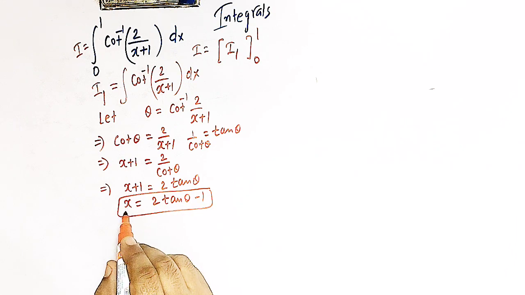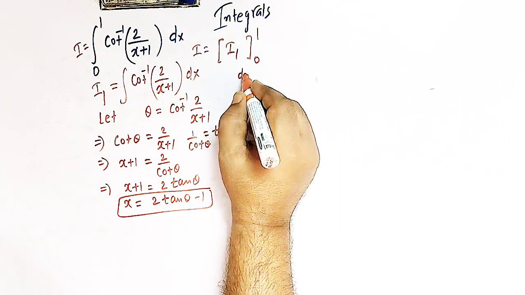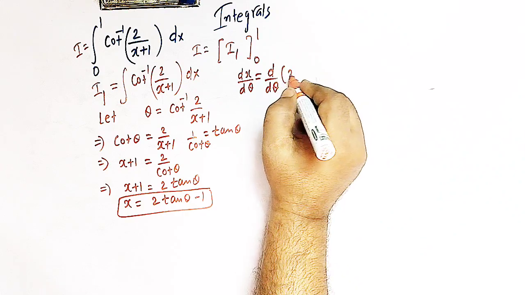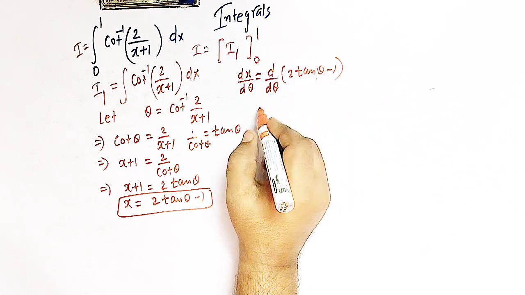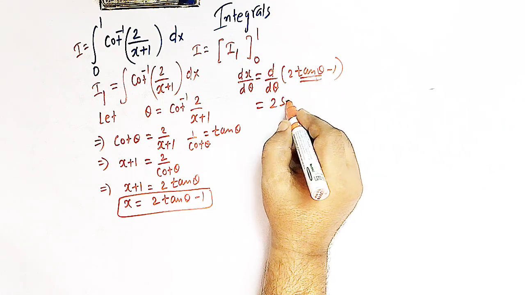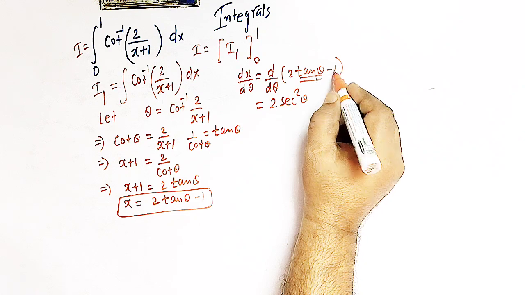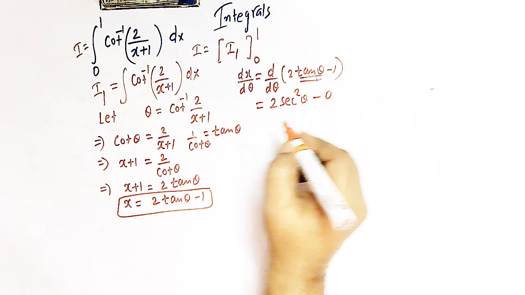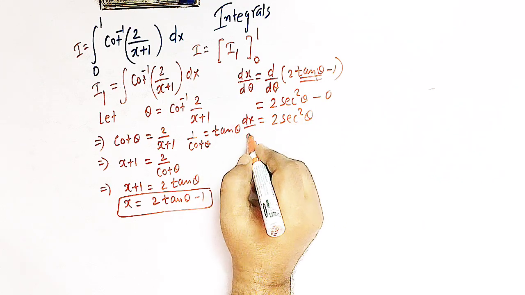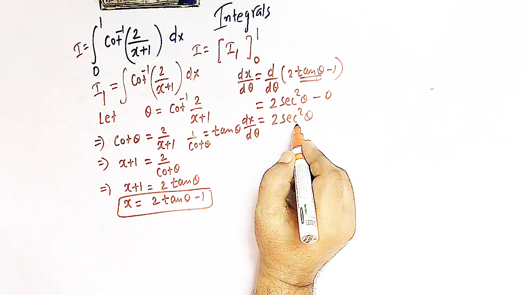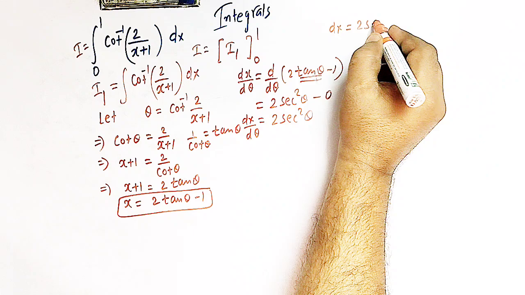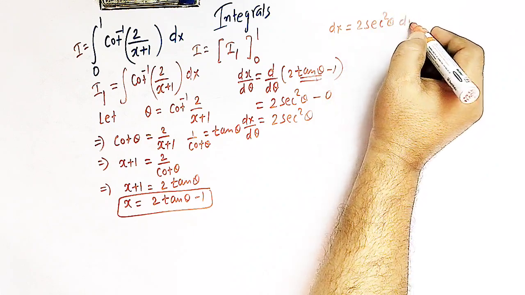Now let us differentiate x with respect to theta. So we have dx over d theta is equal to d by d theta of 2 tan theta minus 1. Here we have 2, the derivative of tan theta is secant square theta, and 1 is constant, so the derivative of 1 is 0. So we have 2 sec square theta. So dx over d theta is equal to 2 times secant square theta. We can now write dx is equal to 2 secant square theta d theta.